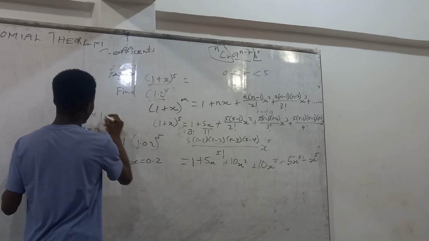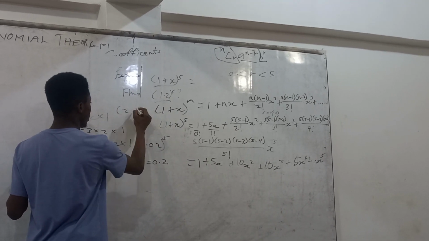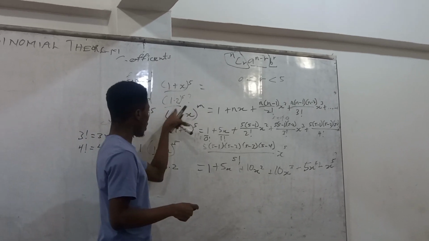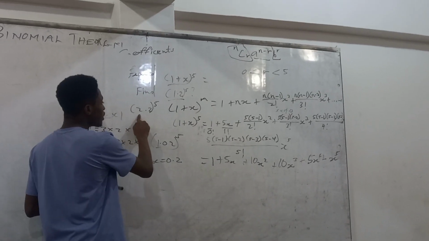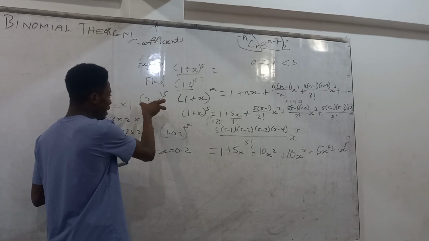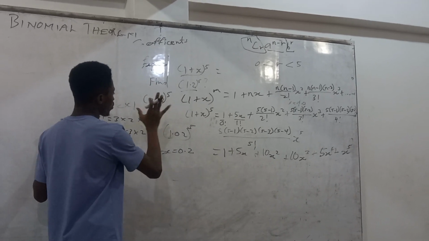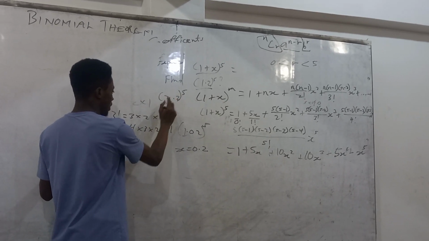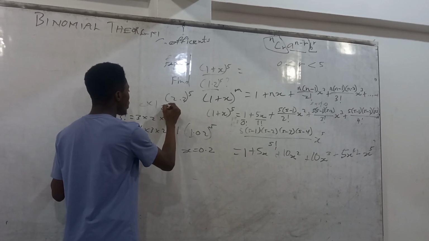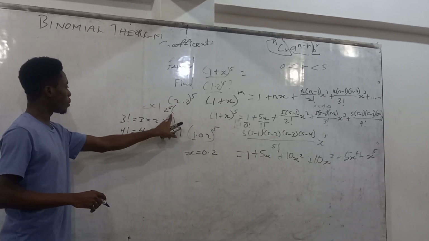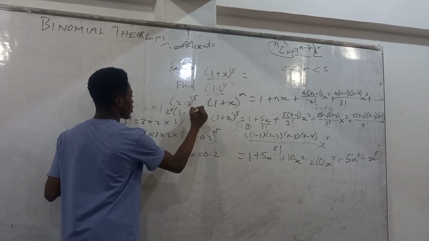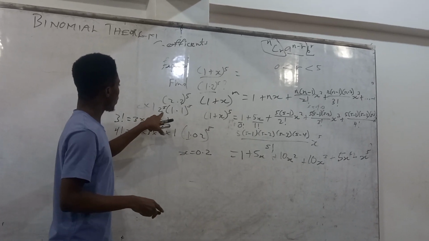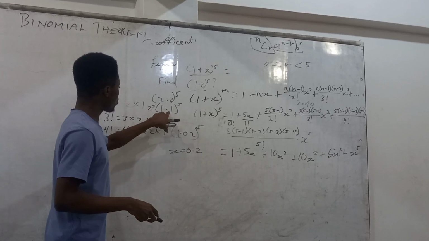Sometimes they can give you 2.2 to the power 5, and they will say find x, expand the function and find the value of this. When you are solving such a question, you can't use this method directly. So before you can do that, you should first factorize out 2 to the power 5. And when you factorize out 2 to the power 5, you'll be left with 1.1 to the power 5.